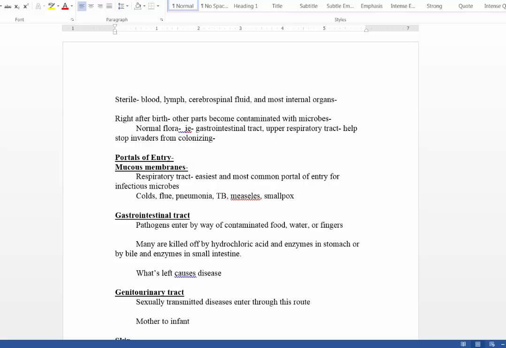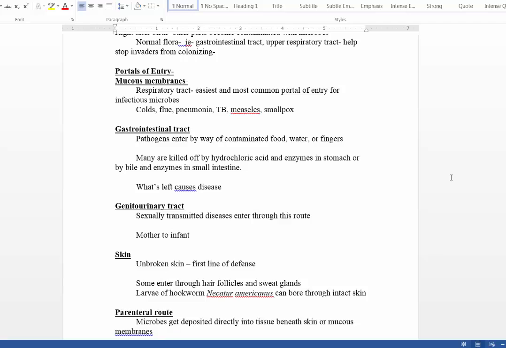And right after birth, you do have a contamination. Basically, you're colonized with microorganisms, and that becomes your normal flora, which is a good thing because you want them there to protect you against the pathogens. But how do pathogens get into the body? And there are several portals of entry I'd like to cover.